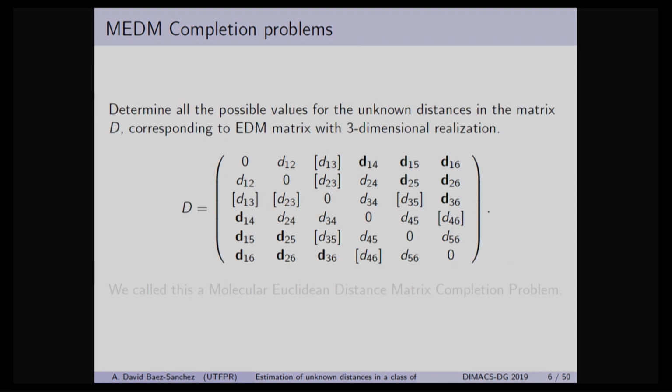And in fact, because we are trying to solve problems related to molecular conformation, we are interested in three-dimensional realizations. We are looking for distance values corresponding to three-dimensional realizations. This is what we call the molecular Euclidean distance matrix completion problem. This is the kind of problem that we would like to solve: complete this matrix, find the possible values for this distance with respect to three-dimensional realizations.